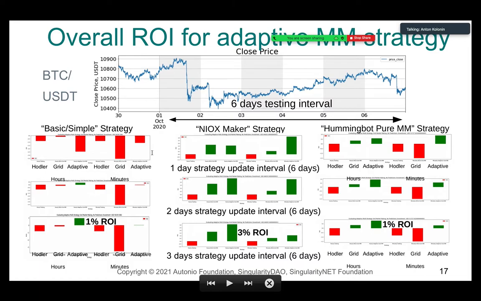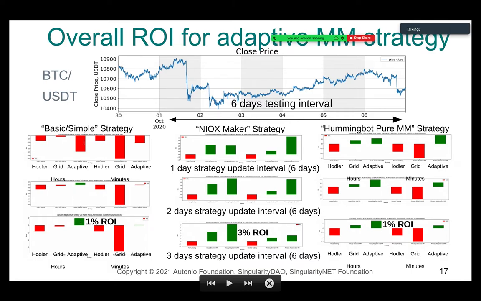For different families of strategies, like some simple strategies that we have implemented ourselves, the strategies that were used by Autonio Nioxmaker, and the strategies executed by the Hummingbot agent that we were going to use in production in Autonio, we run it on hourly intervals, on minutely intervals, and using different strategies. And what we can see is that in most of the cases, the adaptive agent is getting, so adaptive agents are here. So for example, the third bar in the row.